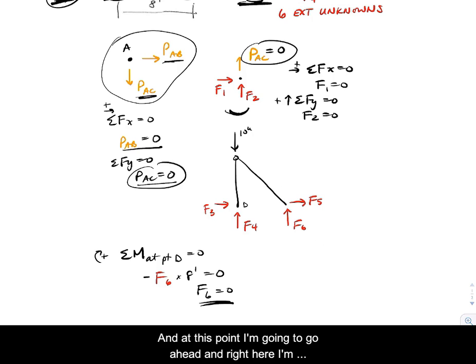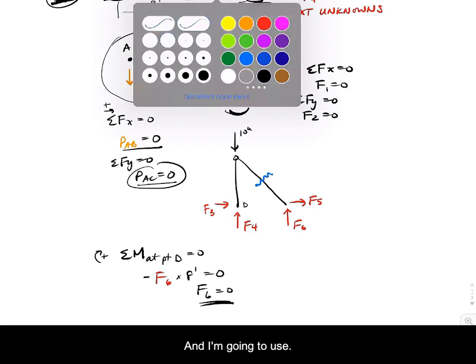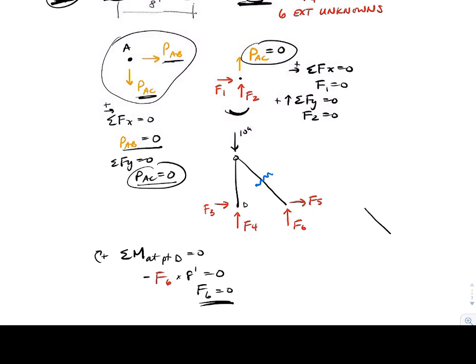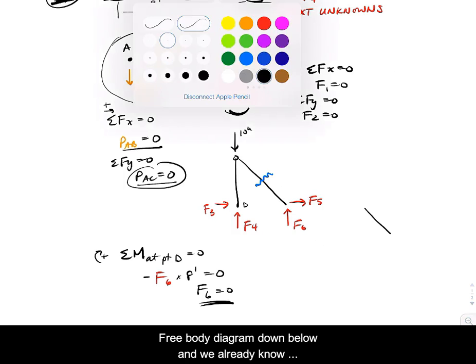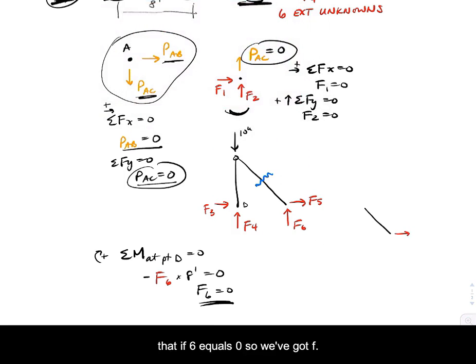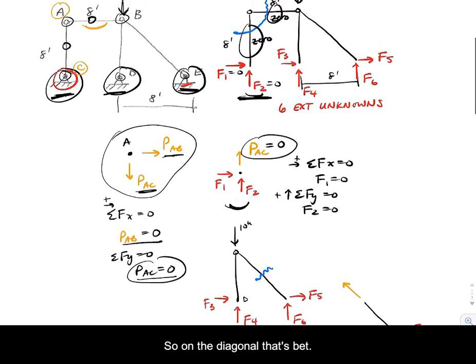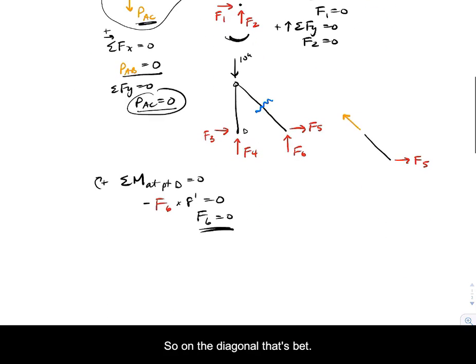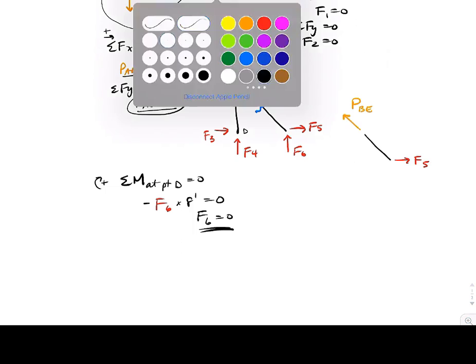And at this point, I'm going to go ahead right here. I'm going to cut that member, and I'm going to use free body diagram down below. And we already know that F6 equals 0, so we've got F5. Right? This is a two-force member. So on the diagonal, that's BE. So there's our free body diagram.